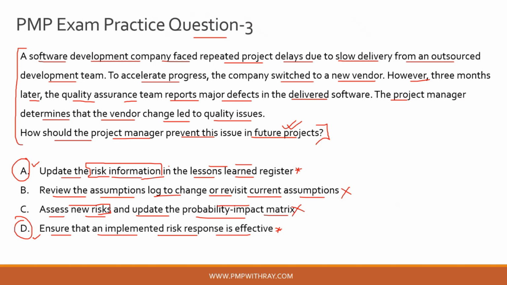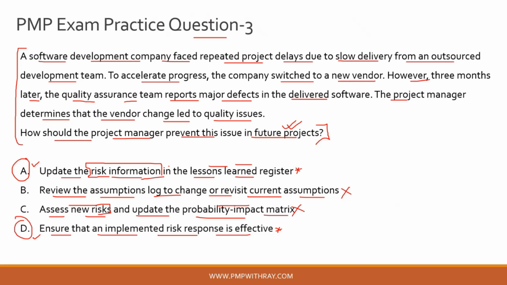Only updating the risk information in the lessons learned register probably will not prevent these kinds of issues in future projects, because if that implemented risk response is ineffective, documenting it as part of your risk information will not give you confidence. It is a bit vague, and it will not give the project manager the confidence that this is something the team should ideally learn from and reapply in future projects, because risk information can mean a lot of things related to the risk.